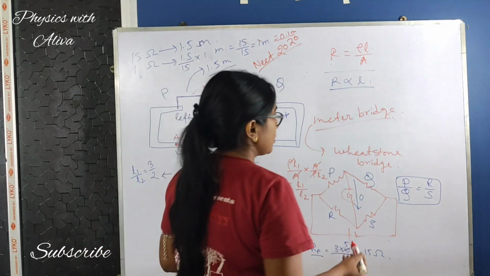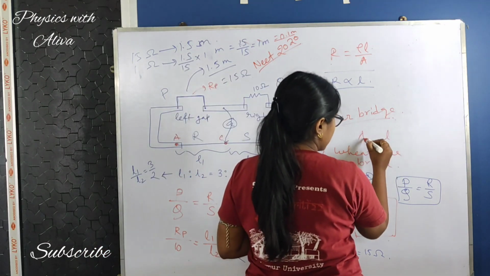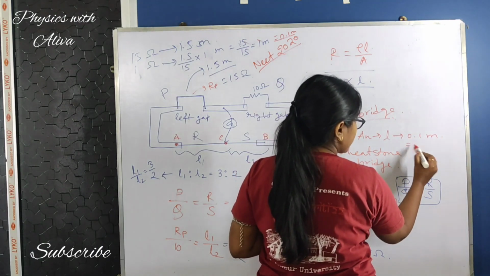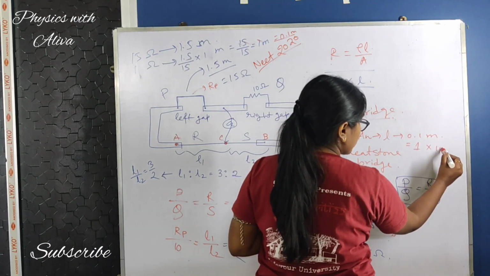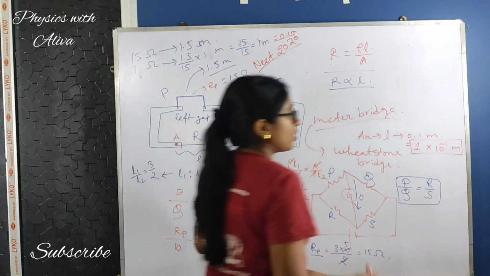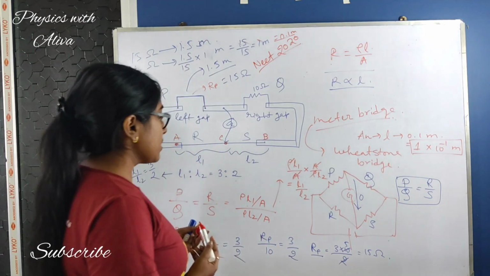So from the options you can see the length, that is the answer, will be 0.1 meter, or in the option you can see 1 into 10 to the power minus 1 meter. So this will be the correct option. I hope this problem is clear to you.